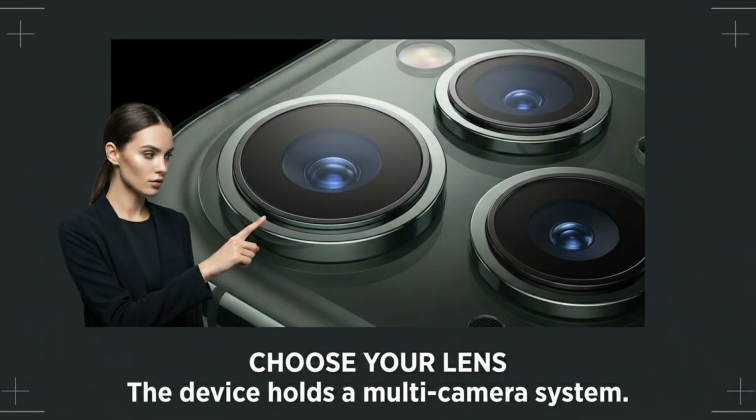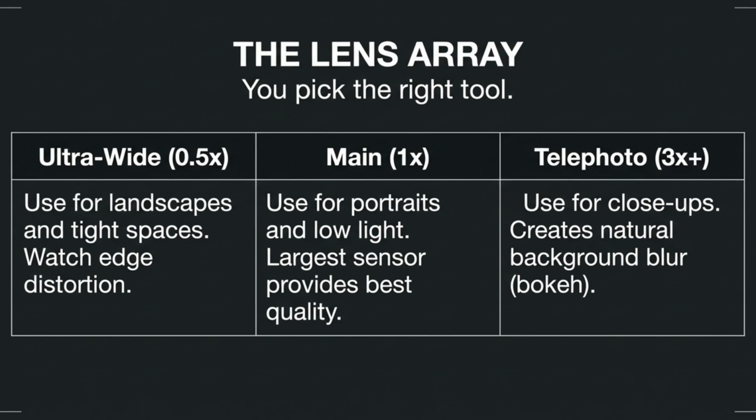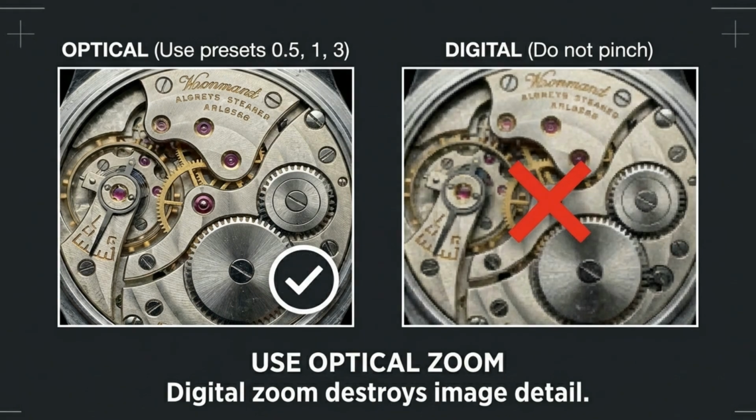Your smartphone has a multi-camera system. Learn to choose the right lens for the best results. The lens array offers 3 main options. Use ultra-wide for landscapes, the main lens for portraits in low light, and the telephoto for close-ups and natural background blur, known as bokeh. Always use optical zoom presets for maximum detail. Avoid digital zoom, which you activate by pinching, as it destroys image detail and reduces quality.